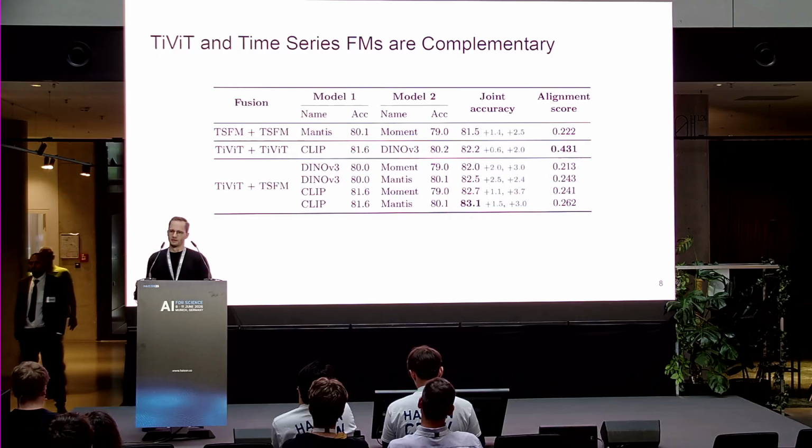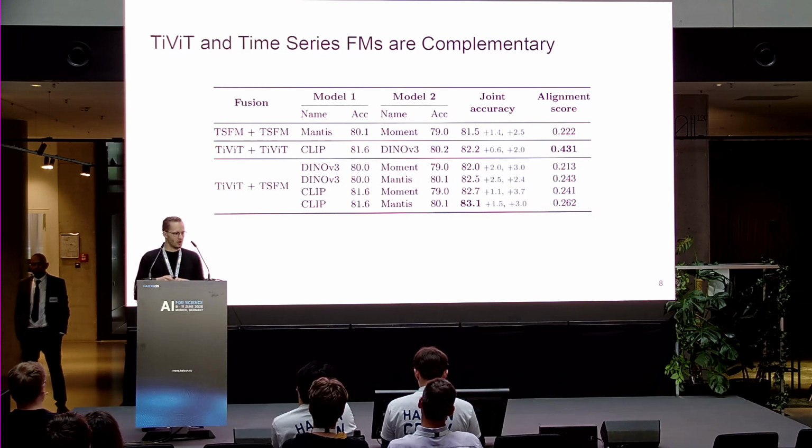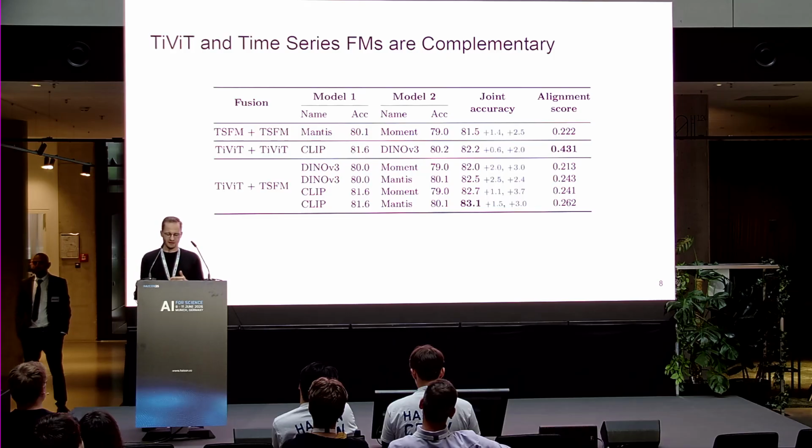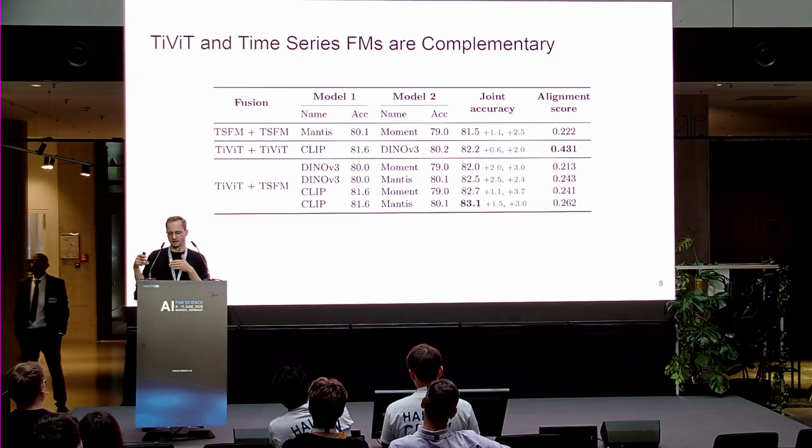As I mentioned before, these two model families do not just exist exclusively. We can actually combine them, and we find that their representations are quite complementary. So here we try different fusion approaches. We take different time series foundation models, like the ones I had introduced, Mantis and Moment. We also take TiViT with different ViT backbones from CLIP or DINOv3. And in the end, we also combine TiViT with time series foundation models. You can see in the very last row here that combining TiViT with a CLIP backbone and the strongest time series foundation model, Mantis, actually achieves the top joint accuracy across these 128 UCR datasets.